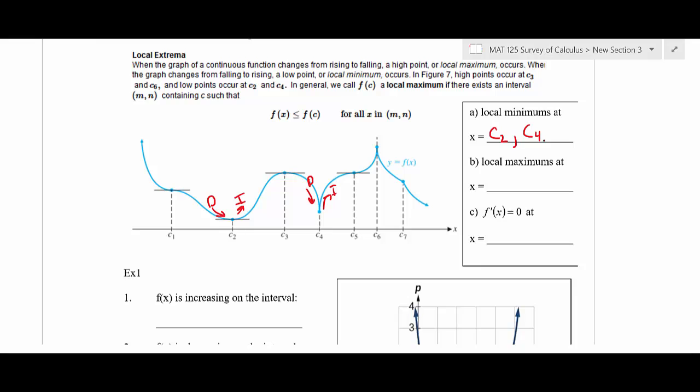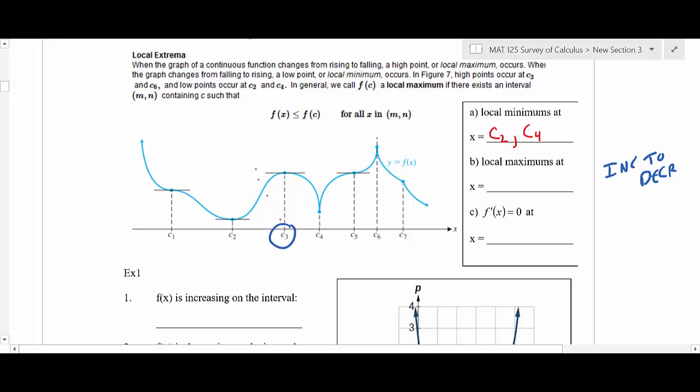So a local maximum is just the opposite of that. The graph has to change from increasing to decreasing. So you want to look at places on this graph where you change from increase to decrease. Okay, where does that happen?